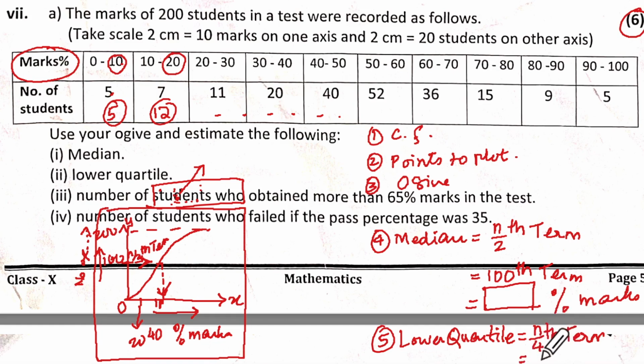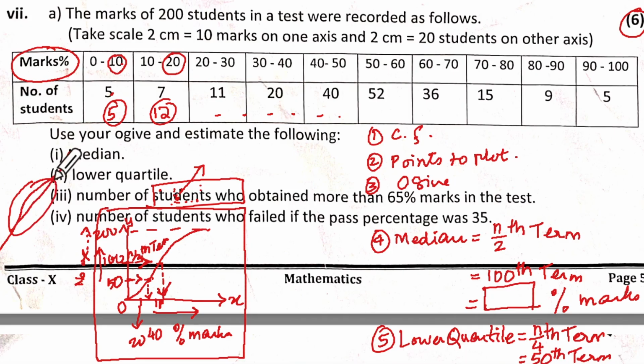What it will be? 200 upon 4 means how much? 50th term. Don't just write equal to 50. 50 is not the answer. Okay? Then this is 100. So this will be your 50. You will show the arrow like this. Where it cuts, exactly take the point of intersection and come down. And when you are looking at this part, make sure that it is not jagged like this. Can you see that? It should be a smooth curve.